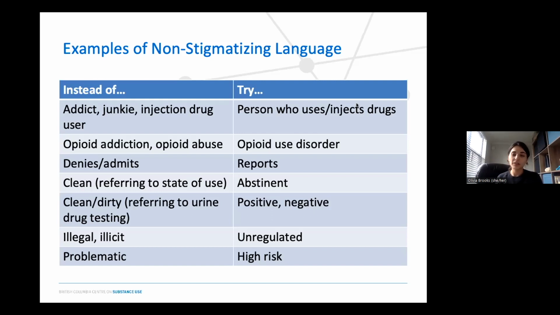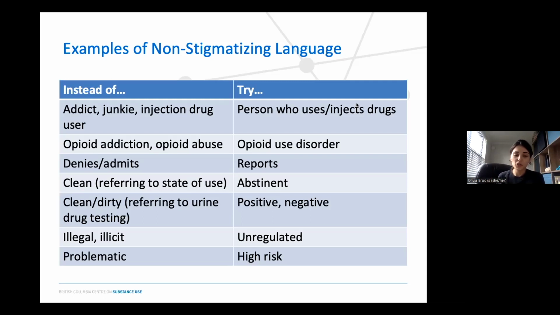In terms of referring to clean and dirty, either in terms of state of use, like abstinence versus not, or the result of a urine drug screen, for example, we want to, again, use more medically appropriate language. So if someone is not currently using substances, they're abstinent rather than clean, because it implies that if they are using, that they're dirty, which we don't want to do. And same thing with the urine. The urine is positive for fentanyl, not dirty or hot.